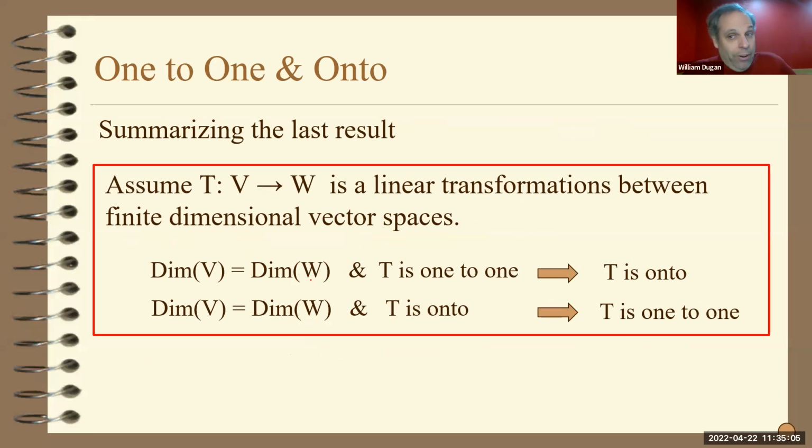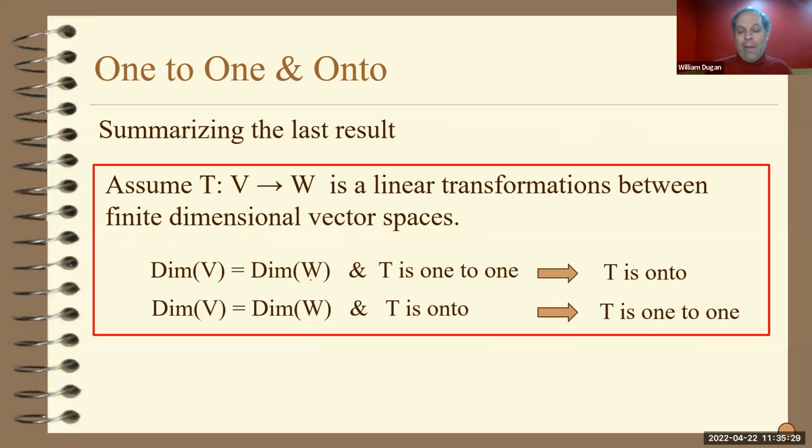So summarizing that very last result, if you have two vector spaces that are both finite dimensional, and you have a linear transformation going between them, if their dimensions are the same and the transformation is 1-to-1, you instantly get it's onto. You don't need to prove it. If their dimensions are the same and T is onto, you can actually reverse my argument and show that it's 1-to-1. So that's really nice.